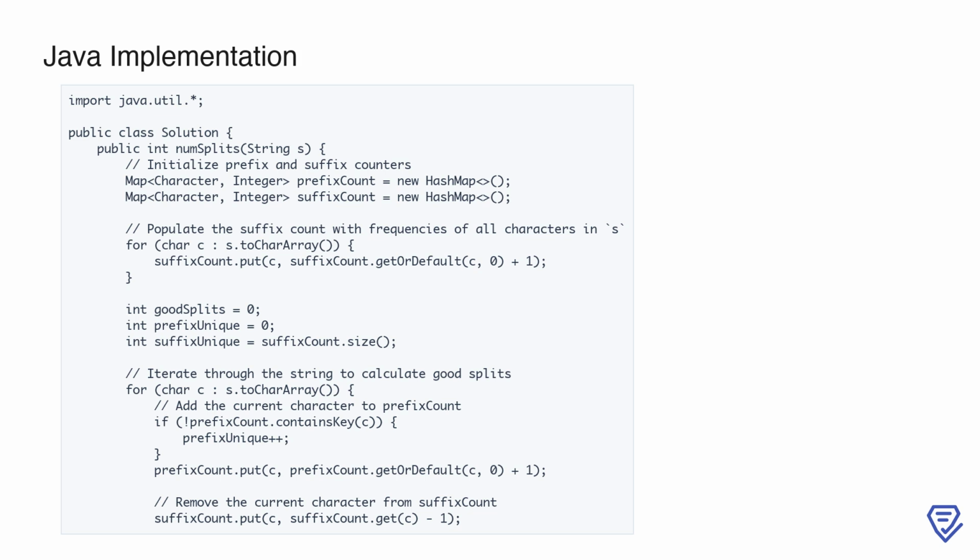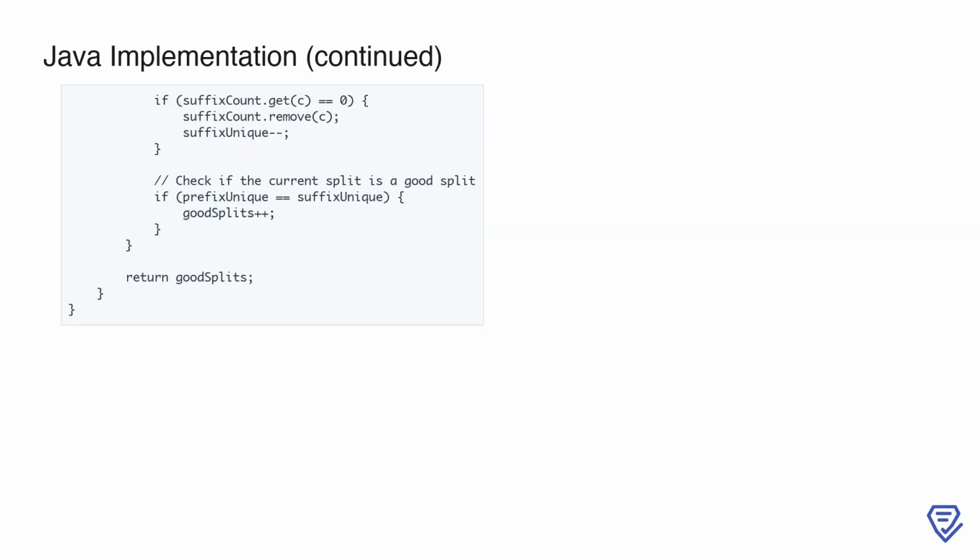Now, we enter a loop to iterate through each character in the string. With each character, we first update the prefix count map. If the character is not already in the prefix, we increment the prefix unique counter to account for this new unique character. Then, we increment its count in the prefix map. Next, we update the suffix count map by decrementing the count of the current character. If the character's count in the suffix becomes 0, we remove it from the map and decrement the suffix unique counter, as it is no longer part of the suffix.